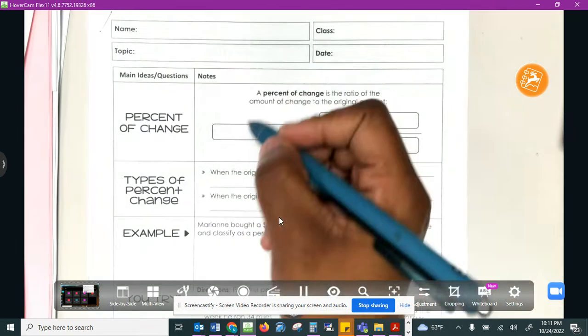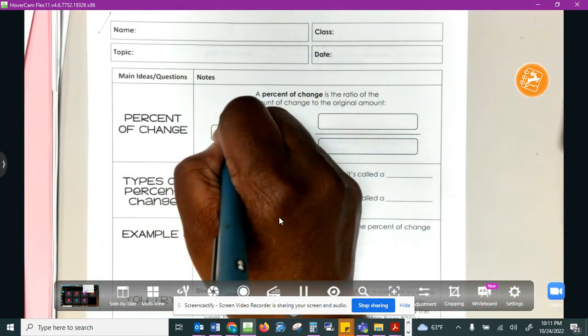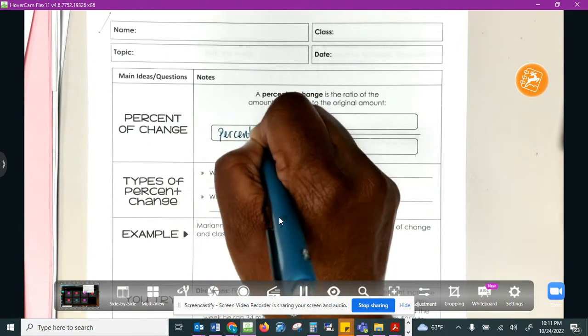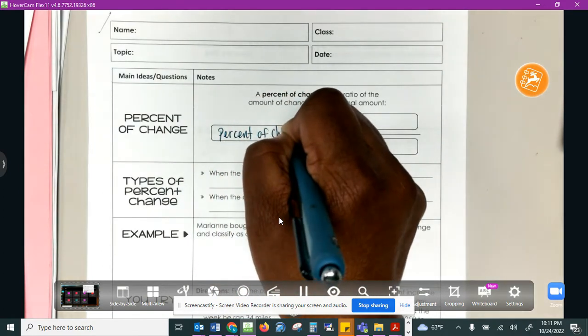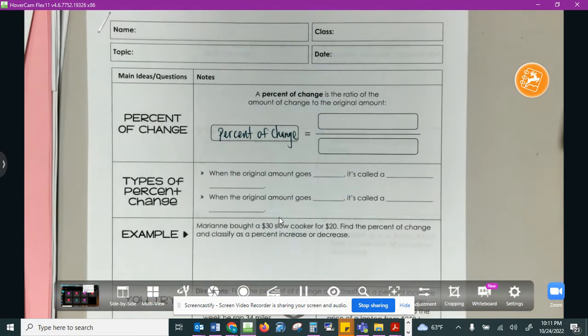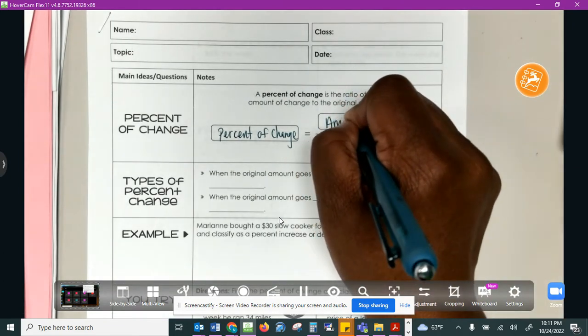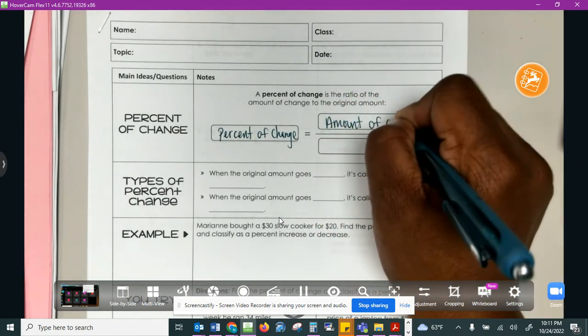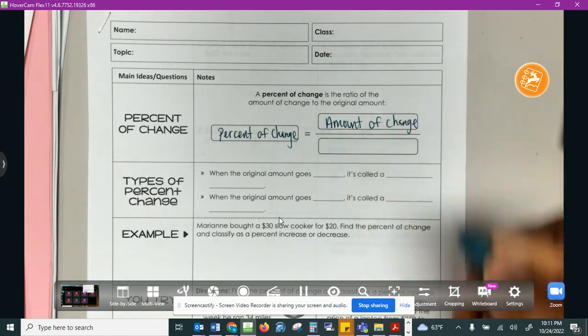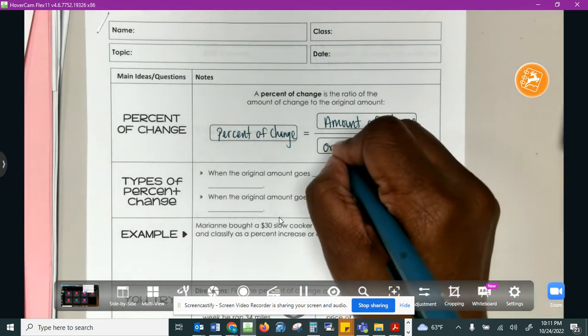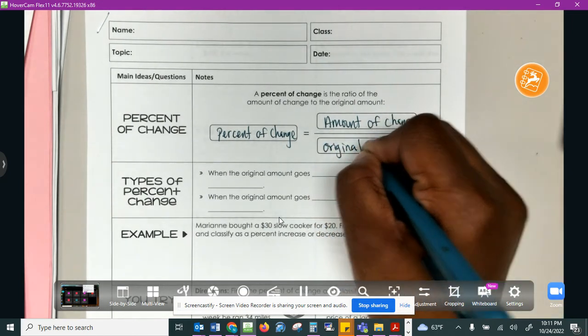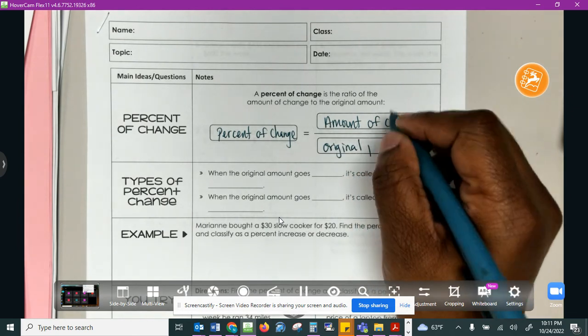So on your notes, you want to fill in that this is the percent of change. And percent of change really means the amount of change over the original price or the original amount.